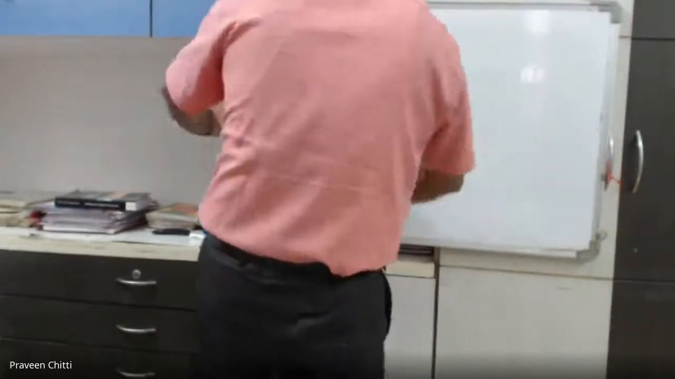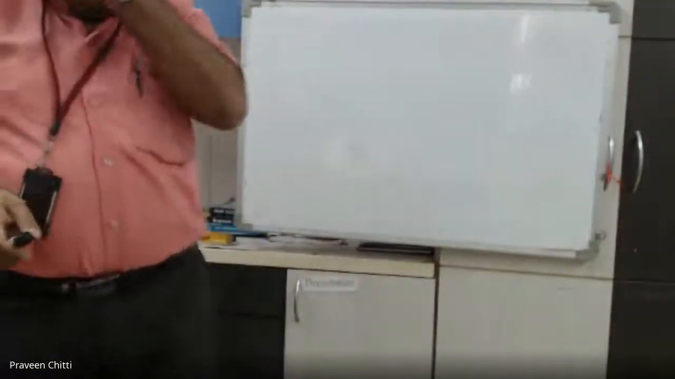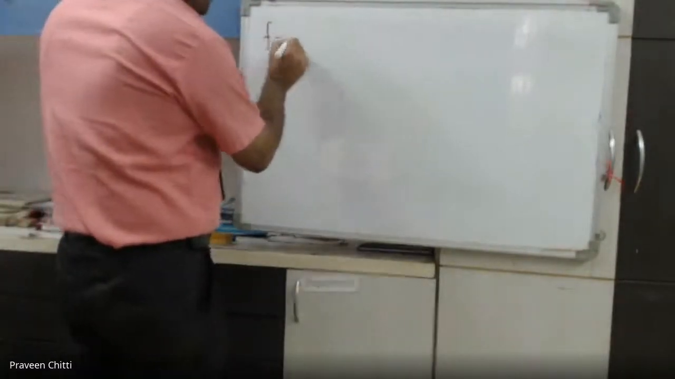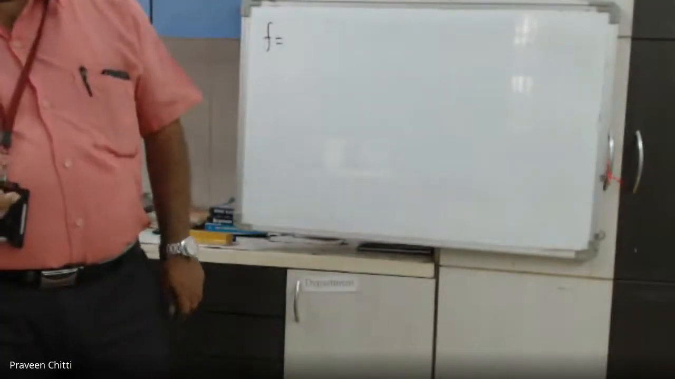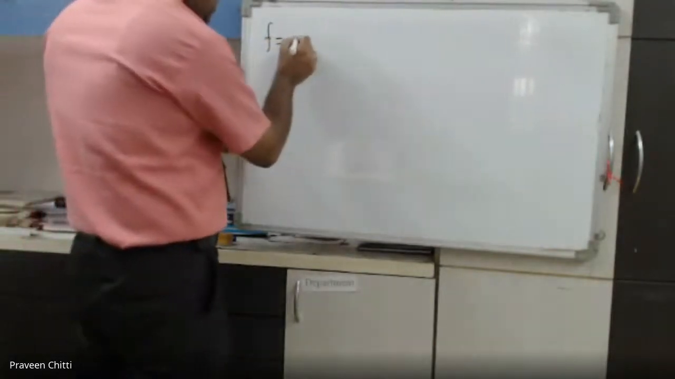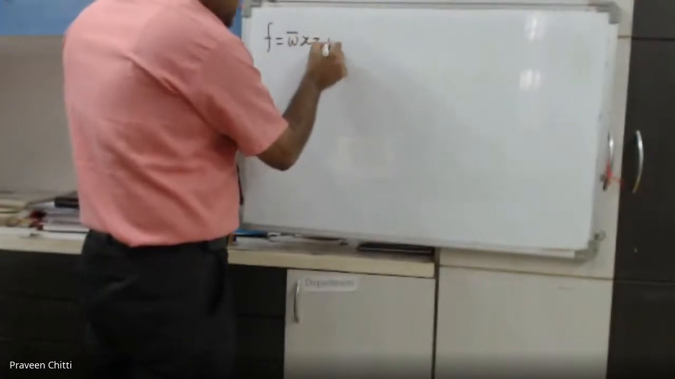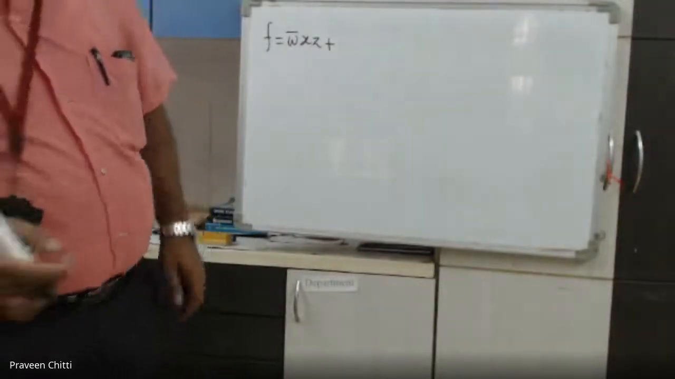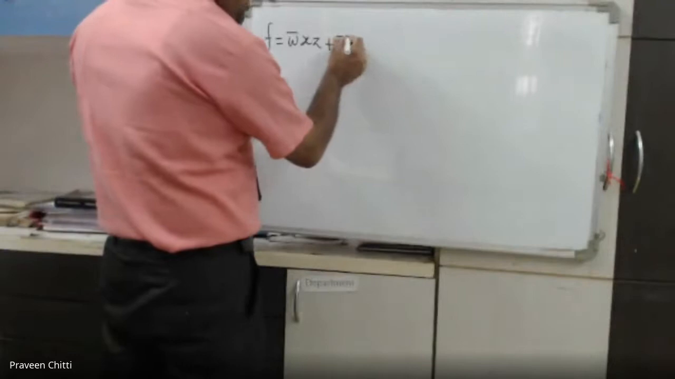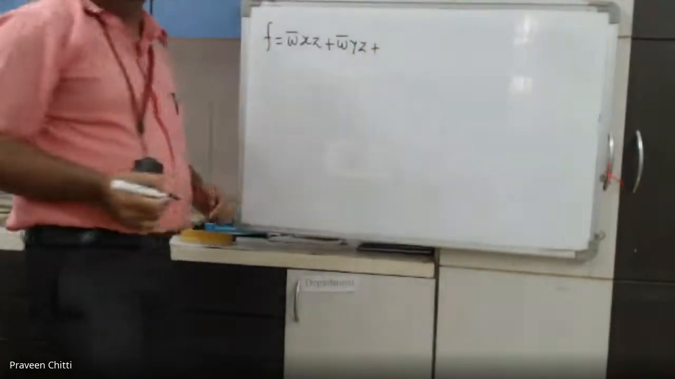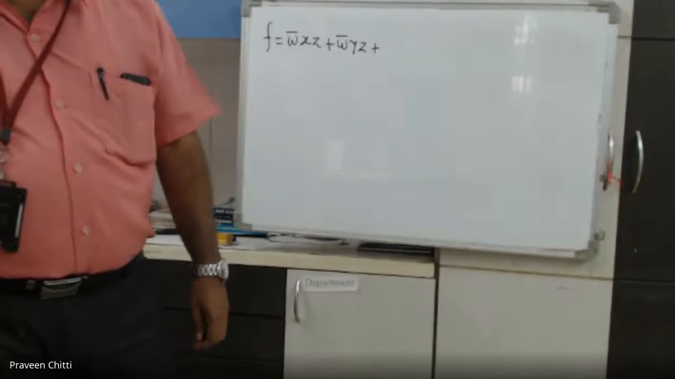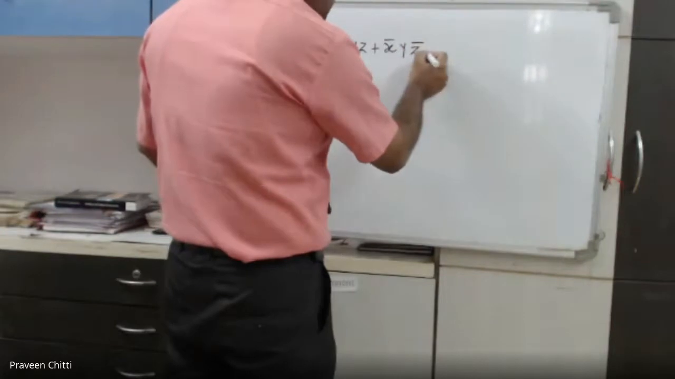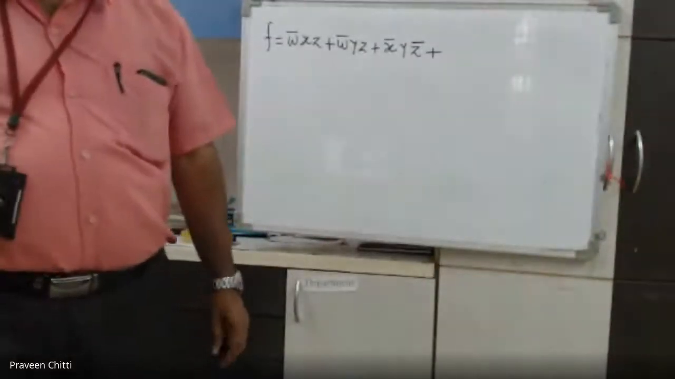Draw the logic circuit using only NAND gates. You can take this equation: F equal to W bar XZ plus W bar YZ plus X bar YZ bar.